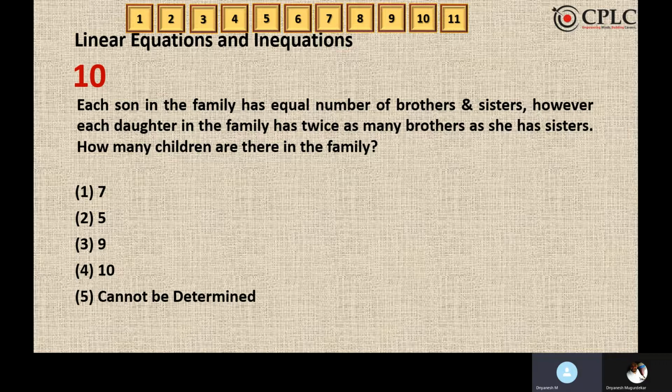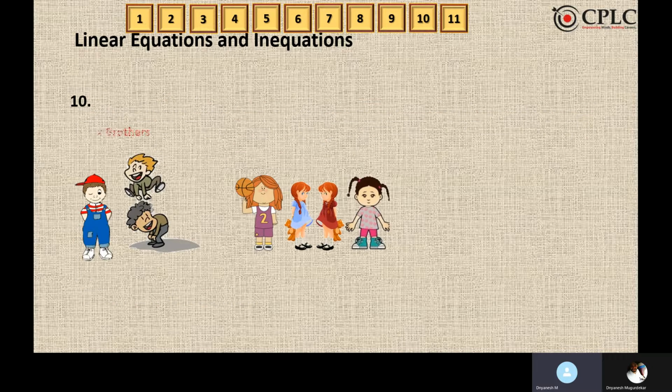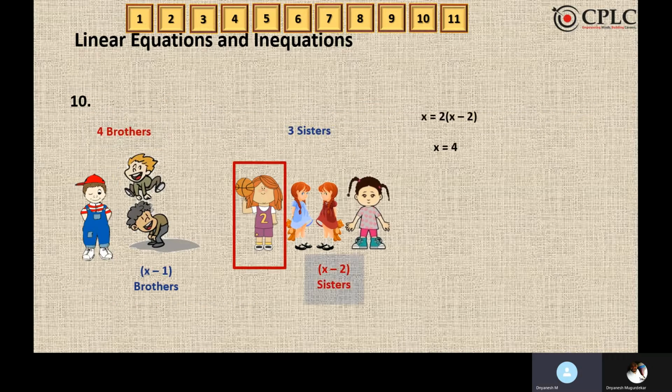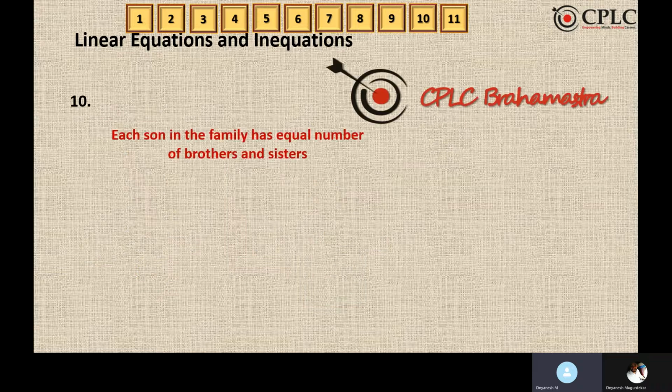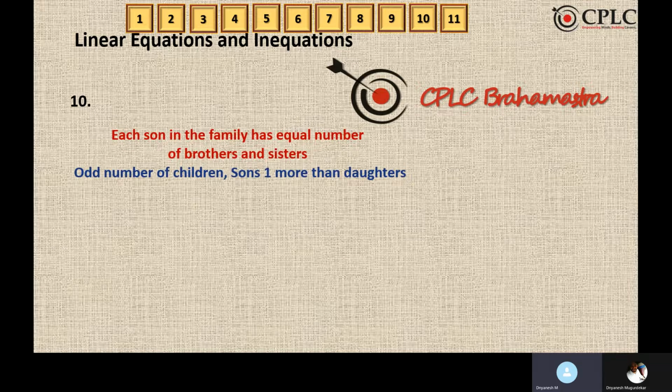Based on the first line, I have figured out that the total number has to be odd. So the fourth option, cannot be determined, goes out. 7, 5, 9 are my only three possibilities. So let's see the working. This statement, each son has equal number of brothers and sisters, will tell us two things: odd number of children and sons is one more than daughters.